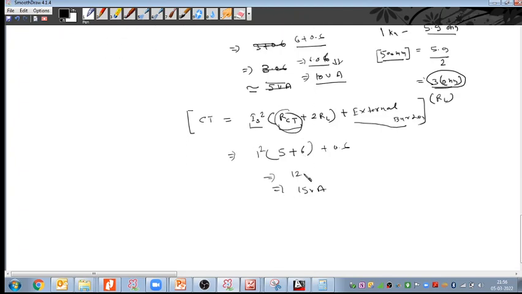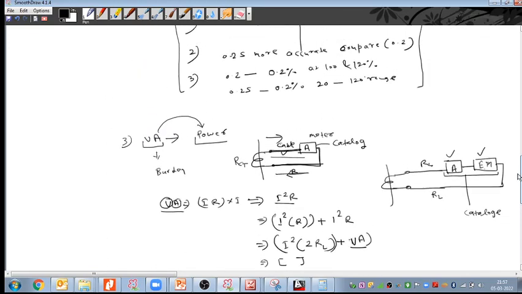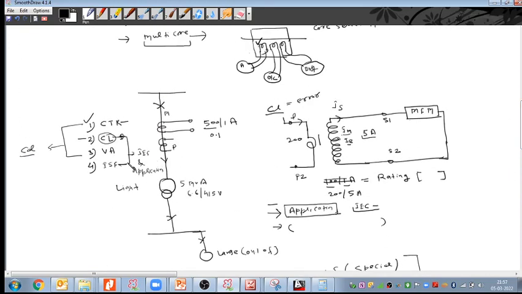Okay, so yeah, burden is clear for everyone, I think so. I think so, right? Please let me know. Okay, so let us go to the next. I think you understood this. Let us go to the next parameter.